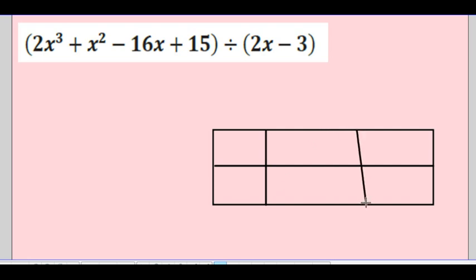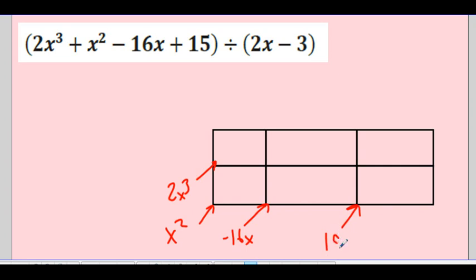So let's put those in. And I'll use red again. So this is going to be 2x cubed. Going in this diagonal is going to be x squared. Going in on this diagonal is going to be negative 16x. And going in right here is going to be positive 15. And I know on the right-hand side, my numbers are going to be 2x and negative 3. So let's fill in.